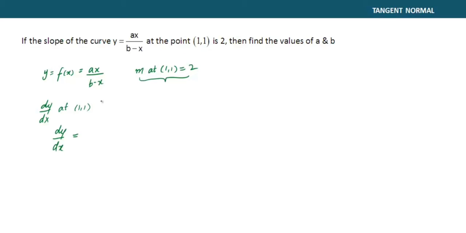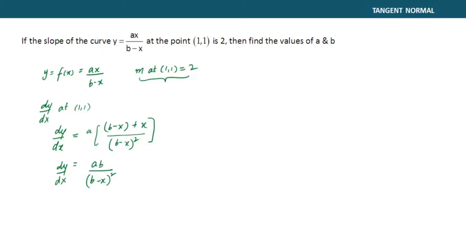For dy by dx we will have to use the quotient rule over here. Let's say we take a common outside, so this becomes b minus x for the first derivative, minus, then minus of minus plus x, divided by b minus x whole square. Okay, and this will reduce to ab divided by b minus x whole square. So this is the value of dy by dx that we get very easily.